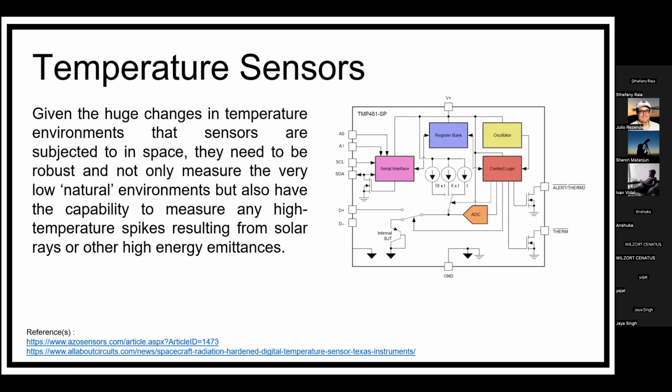The next type of sensor that is present in a spacecraft is the temperature sensor. Given the huge changes in temperature environments that sensors are subjected to in space, they need to be robust and not only measure very low natural temperatures, but also have the capability of measuring any high temperature spikes resulting from solar rays or other high energy emitters.